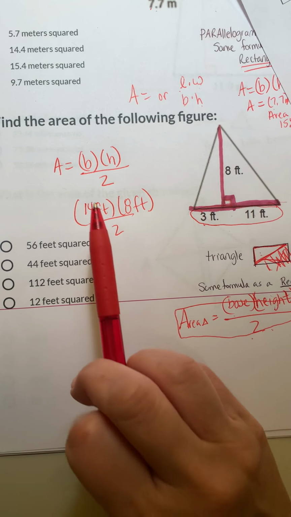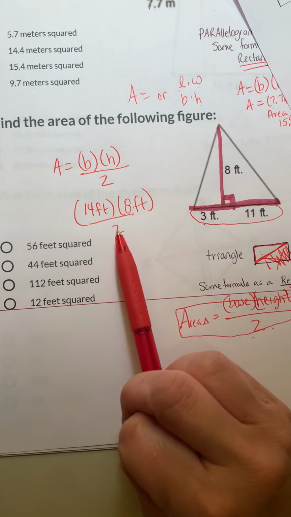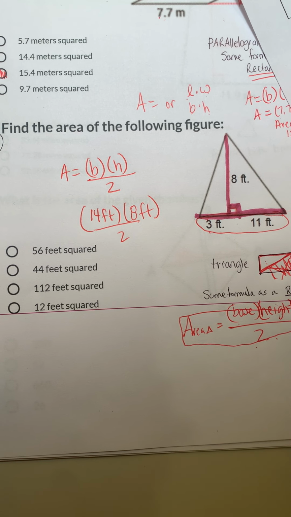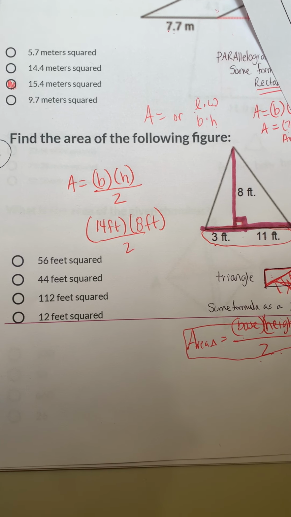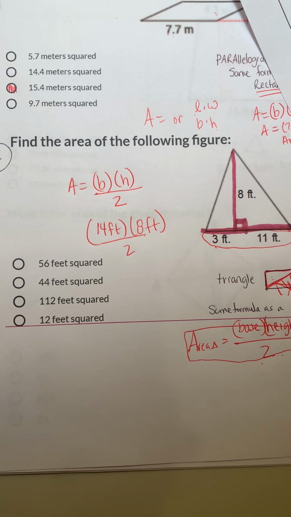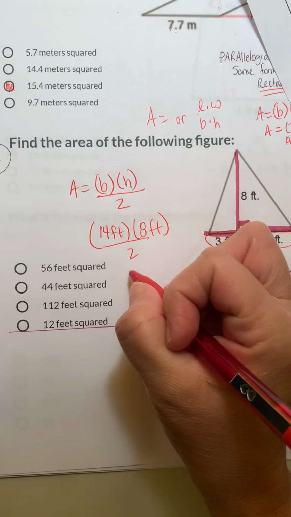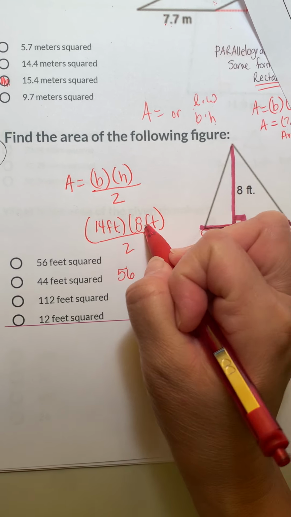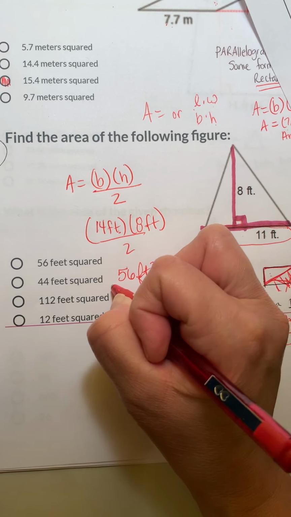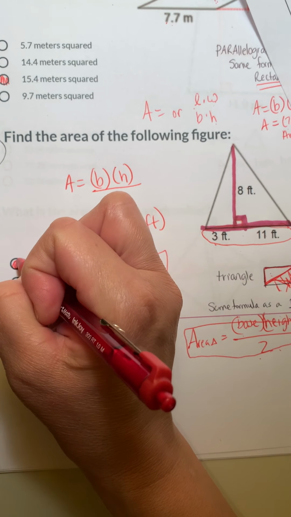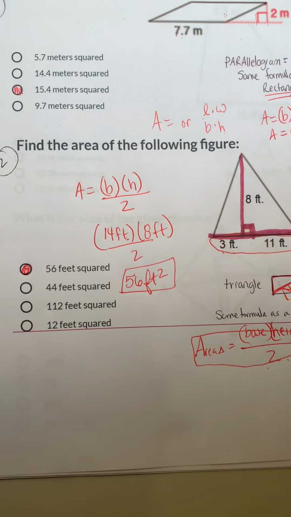So go ahead and do that. It's base times height, but it's half, so you've got to divide by 2. Do that real quick. What do you get? 14 times 8 and then divided by 2. You should have gotten 56. And feet times feet is feet squared. So you got 56 feet squared. So there's that answer.